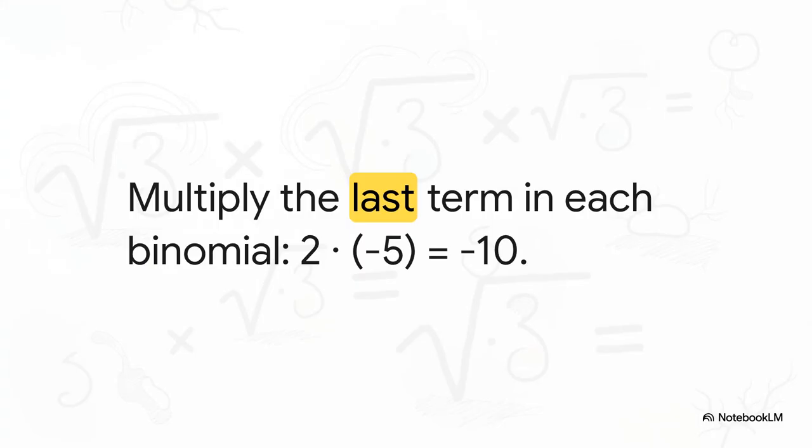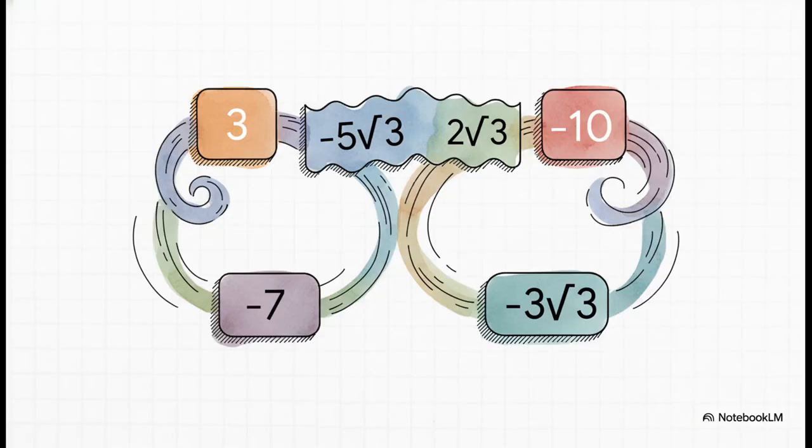And finally, L for last. We multiply the last term in each set of parentheses. So that's 2 times negative 5, which of course is negative 10. Okay, now we just got to scoop up all our pieces and put them together.